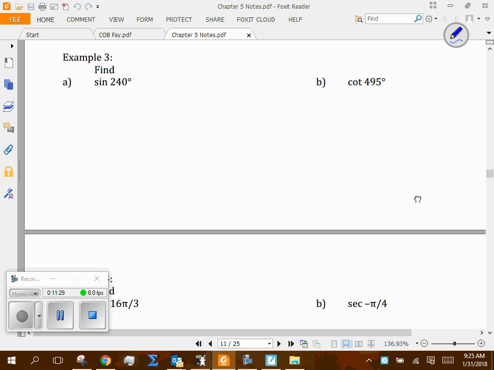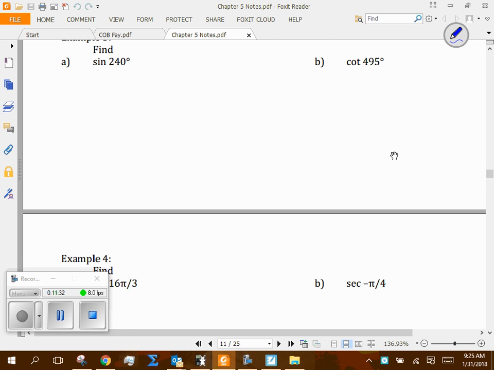So let's get a different ratio. Let's do secant of 210. Okay, secant of 210. So dealing with that picture, obviously we know the 210, hopefully, is going to be in the third quadrant, right?